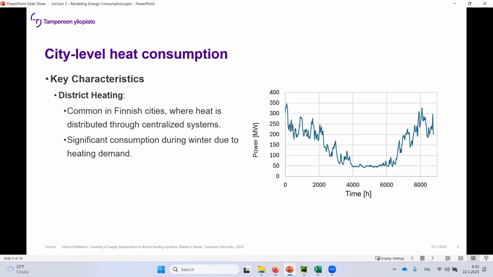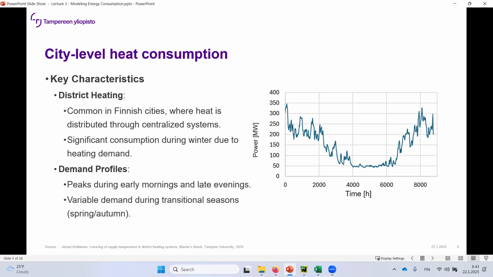But we're not talking about the production yet. We're talking about the consumption. So peaks during early mornings and late evenings, and that's mostly due to activity and hot water consumption. So two things affect both of these, city level and household level, especially the outside temperature and also the consumption behavior. So variable demand during transitional seasons, and that's something that's usually rather hard to model.